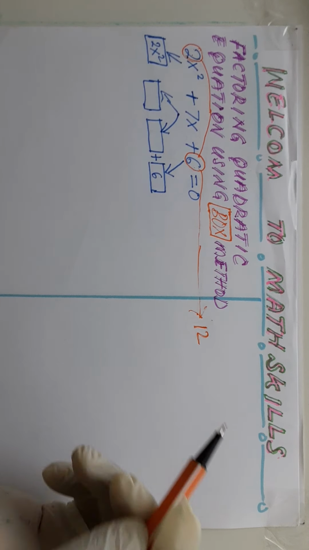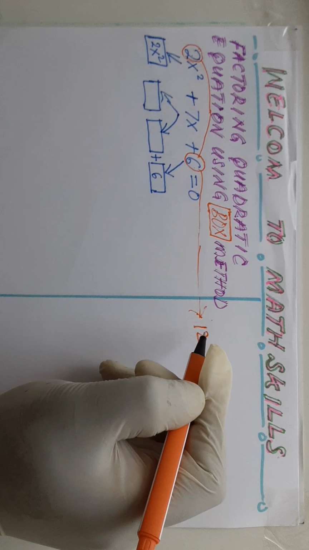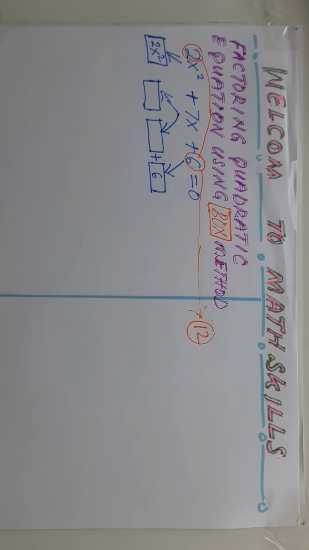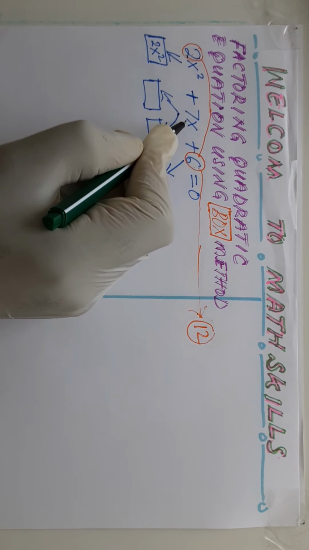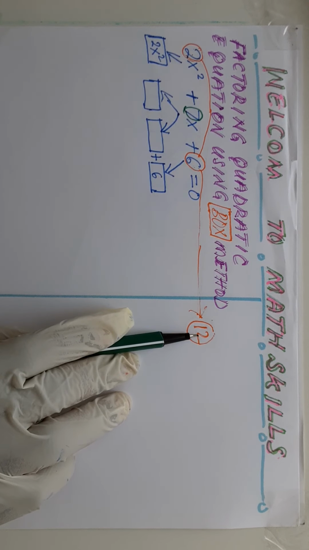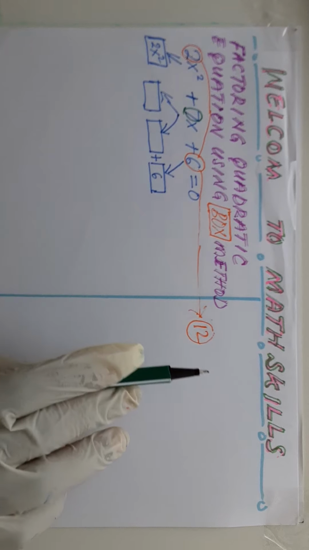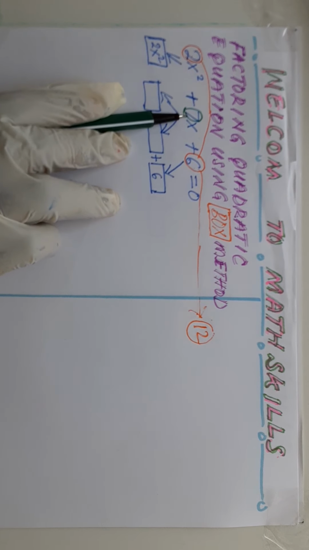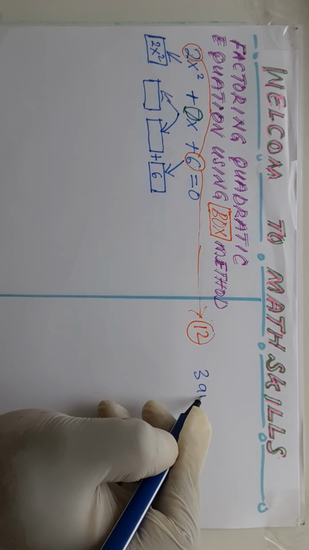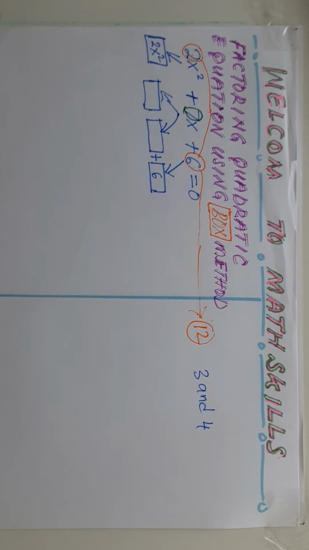Step number 4. Which two numbers multiply to 12, and when you add the same numbers, give you the coefficient of x, which is 7? So you go ahead and think of the two numbers. I believe the two numbers are 3 and 4. Let's see if we are correct.